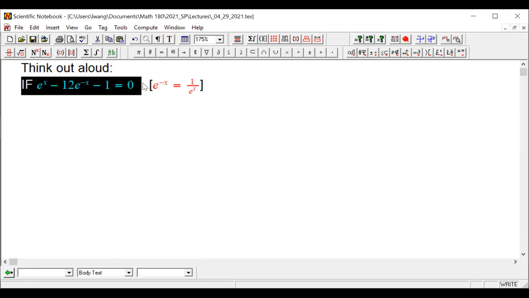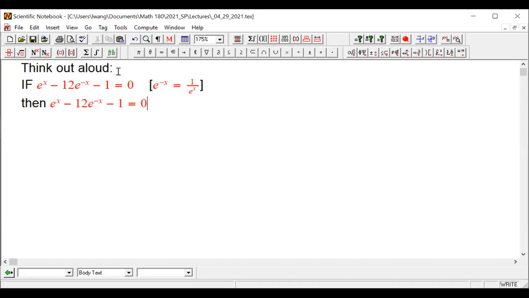Okay, so if this is true, then e to the power negative x is equal to 1 over e to the power x. If you take the 12 multiplied by 1, you actually get 12 over e to the power x. And e to the power x here can be viewed as e to the power x over 1, right? So there are all these algebraic forms you can manipulate with.